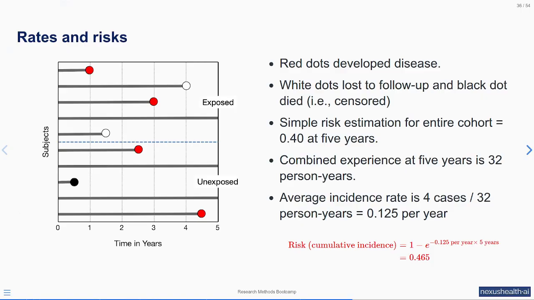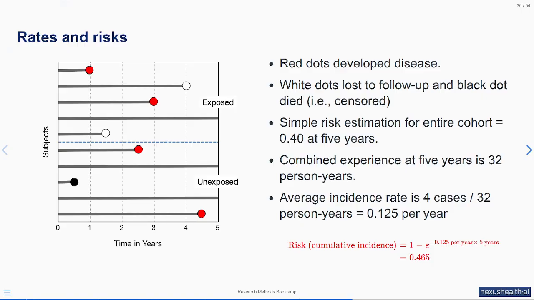So if we now calculated the risk, cumulative incidence, using the density method, we arrive at 0.465. So this gives us a risk. And you can see the difference between the two methods. The simple risk estimate gave us a risk of 0.4, but does not account for person years.